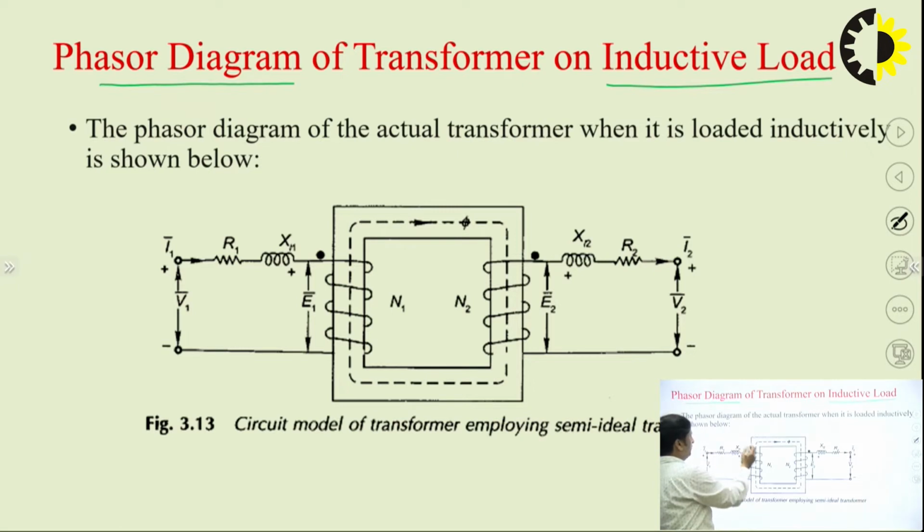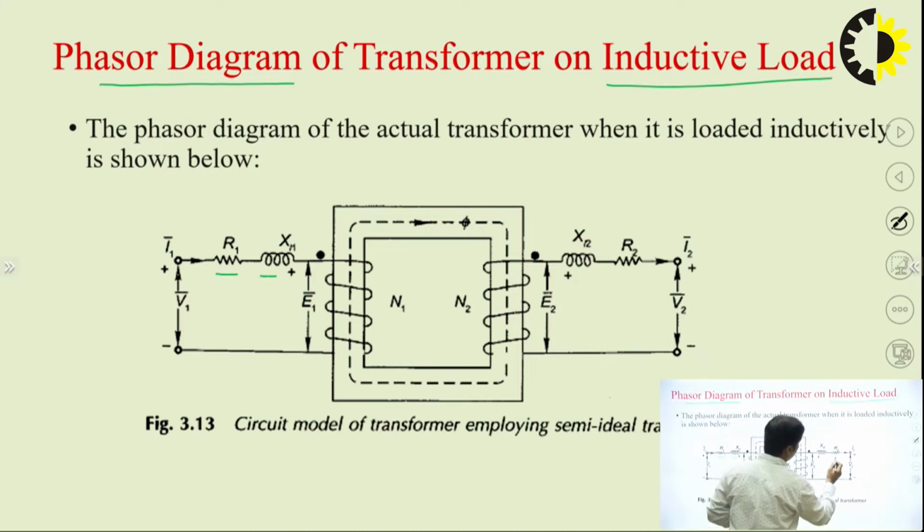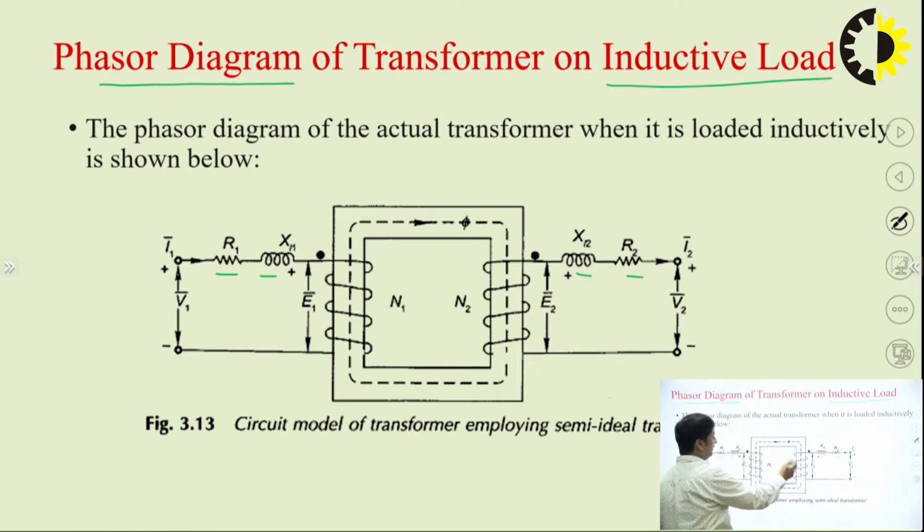Suppose this is the actual transformer. We have the resistance of the primary winding and leakage reactance, and similarly the resistance of the secondary winding and leakage reactance of the secondary. This is the transformer core having turns N1 and N2. This is the primary winding voltage V1, this is the secondary voltage V2, and this is the induced EMF in the secondary winding E2, and similarly E1. So let us try to understand how to draw the phasor diagram of the transformer with inductive load.